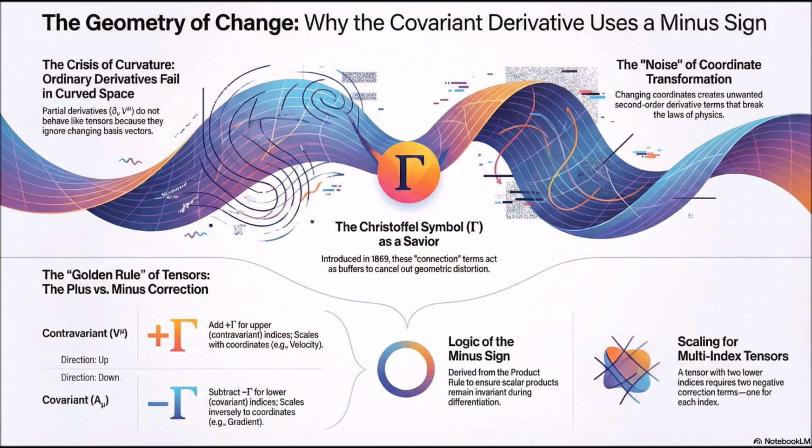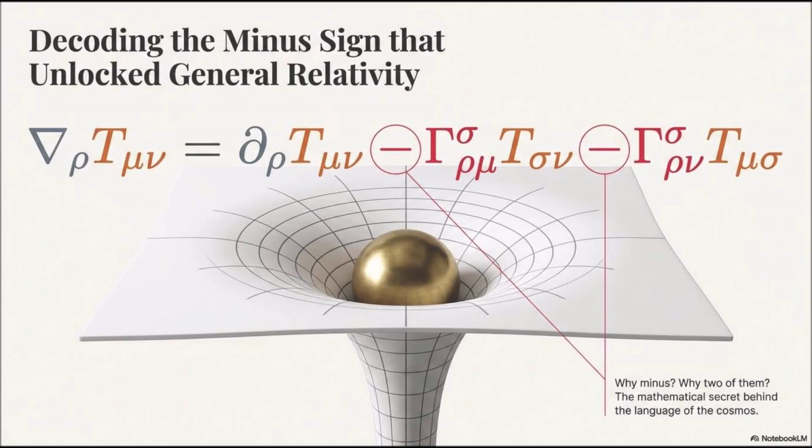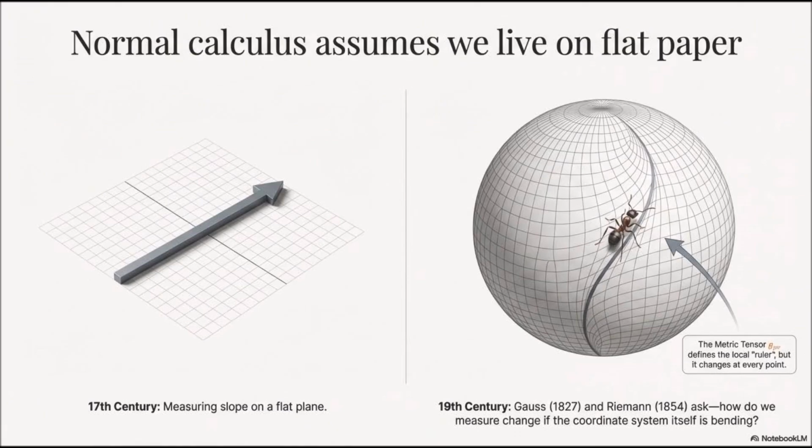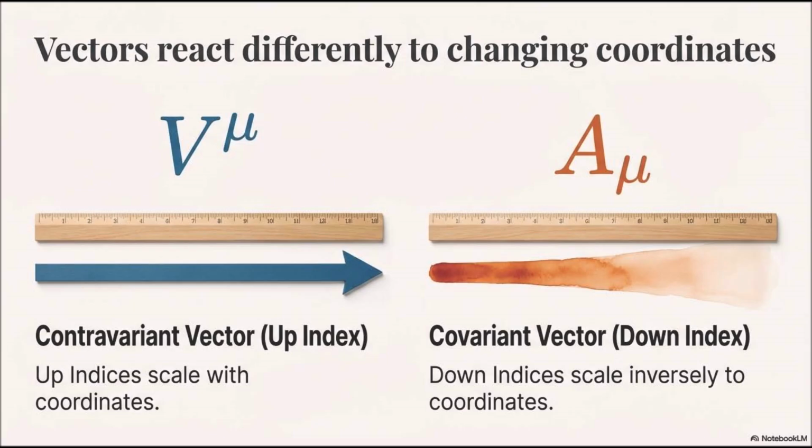This fundamental behavioral difference between upper indices and lower indices is the seed from which our mysterious minus sign will eventually grow. Let's pause for a completeness check. Have we fully established the difference between contravariant and covariant vectors? One scales proportionately, the other scales inversely. The notation and the scaling rules are crystal clear. Let's move to section 2.2, which asks a deceptively simple question.